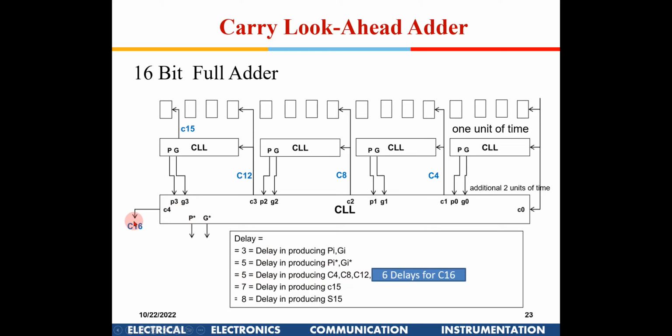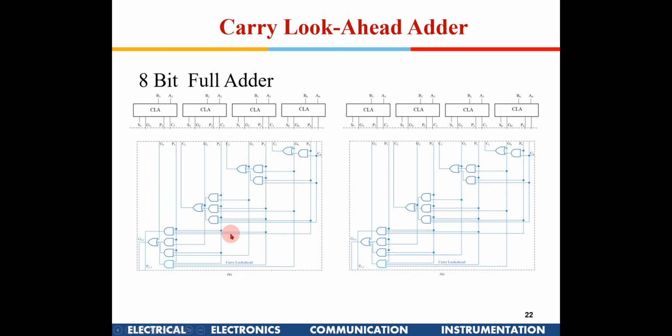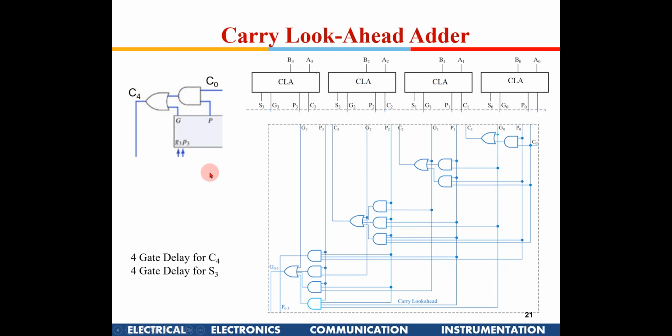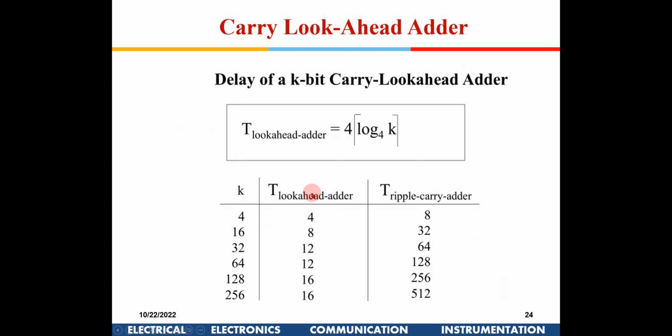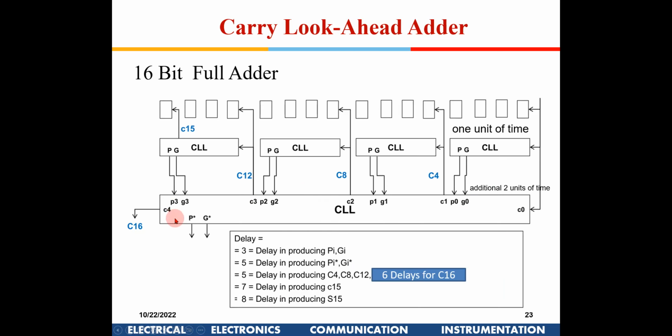So C16 will be one more gate delay, that we saw in this block, right? After generating G and P, you require one more gate to generate the carry output of this particular block. Similarly, if I consider this as a whole big block, to generate C16, one more gate delay. So 6 delays for C16. Okay, that is C16. Now this is generated at 7 gate delay.